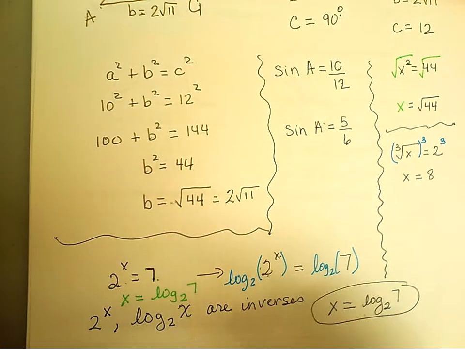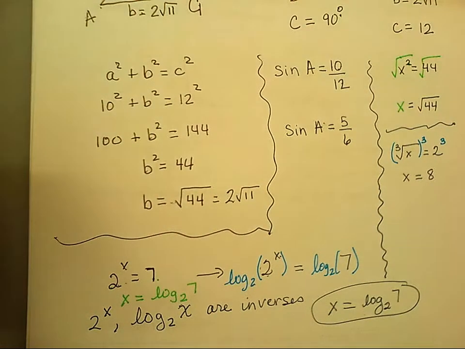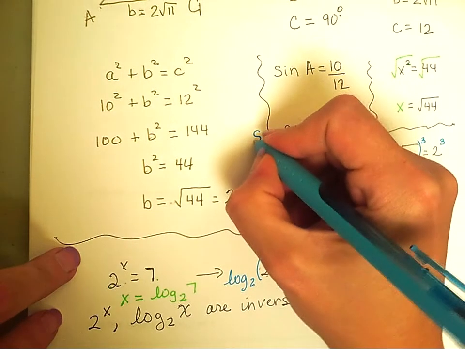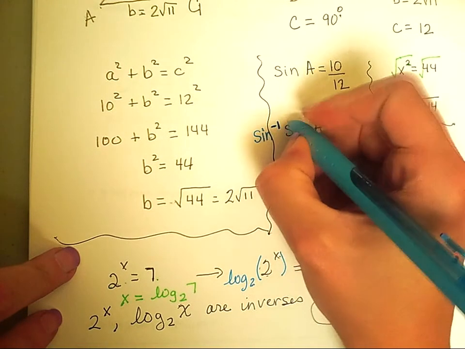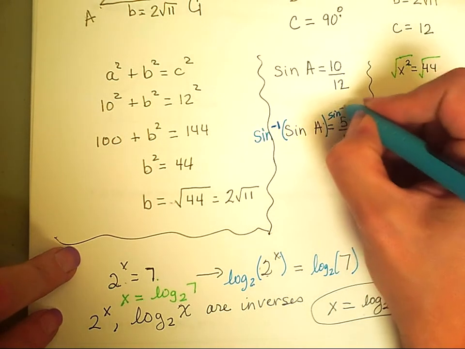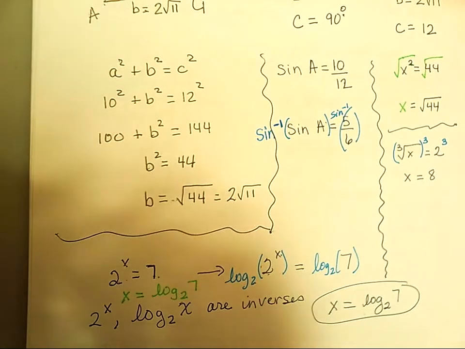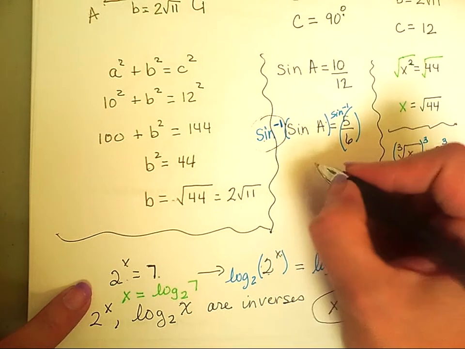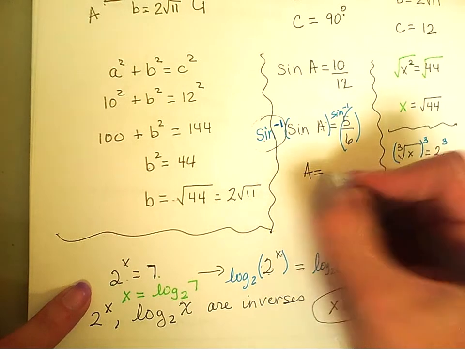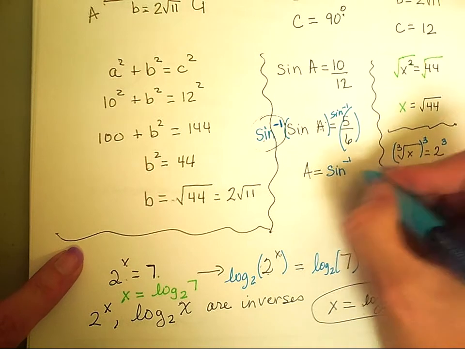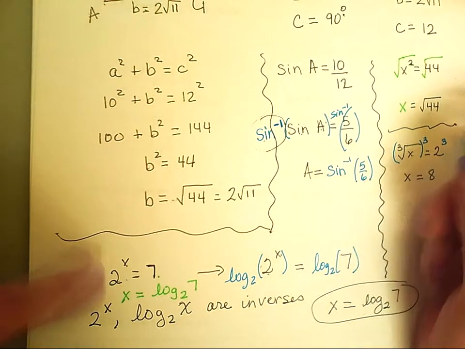I'm going to just ask you to believe me that the trig functions do have an inverse. We're going to spend an entire section building up what they are. But what I could do, the inverse trig function is sine to the negative 1. So this is the inverse sine. If you take that of the sine, it will undo, and you'll just be left with your angle. And then your answer is just the inverse sine of 5 over 6.